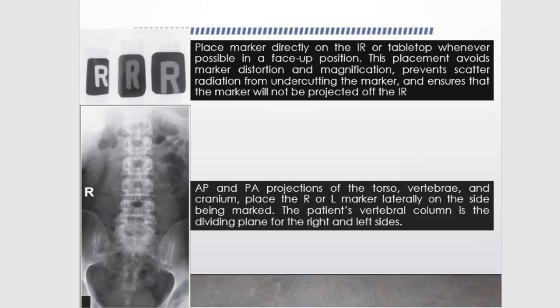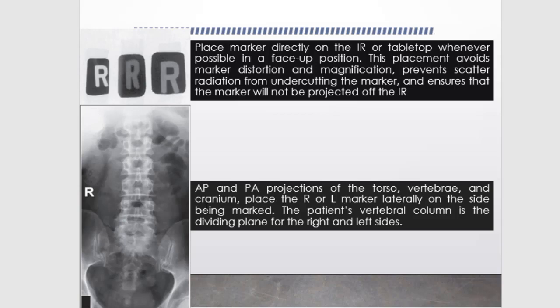This placement avoids marker distortion and magnification. You can see here slight distortions. Distortion also can sometimes cause cut off of the region of interest. It will prevent the scatter radiation from undercutting the marker and ensure that the marker will not be projected off the IR. There's a tendency for that since we are putting the marker at the side, away from the center.